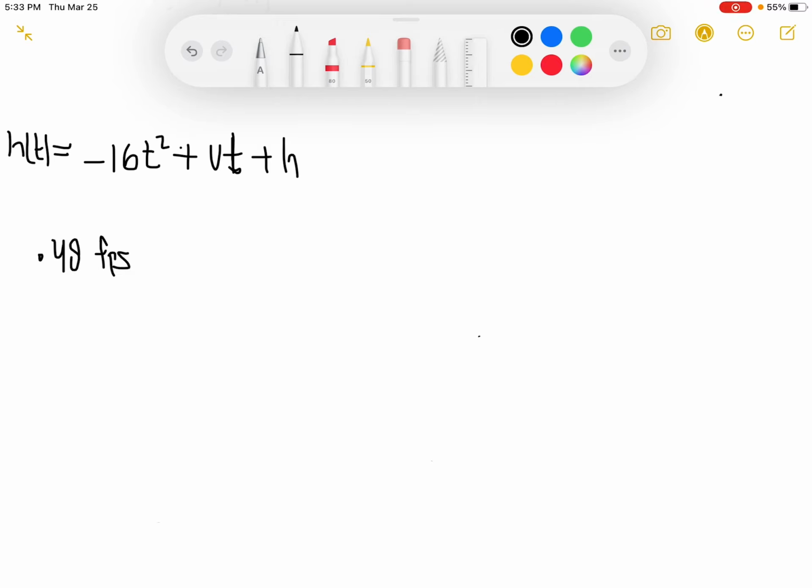Hopefully, I forgot to say this: if you watch my engineering videos, I did the same thing when we were doing kinematics. Anyways, feet per second, you may have never seen that before, but that's just a unit of velocity. And it had an initial height of 8 feet off the ground.